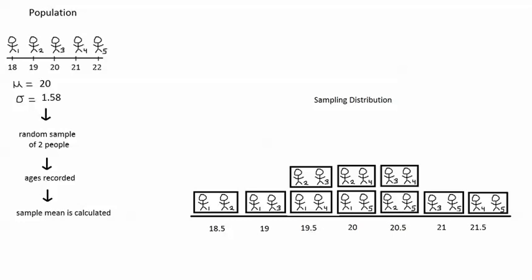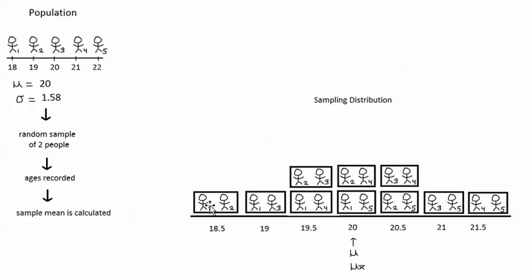I said that the mean of the population is 20. The mean of the sampling distribution is also 20. If you added the 10 sample means in the sampling distribution and divided the total by 10, you would get 20. That's because when a sample is randomly selected from a population and a sample mean is calculated, the mean of the population and the mean of the sampling distribution are the same number. Mu and mu x bar are the same number.